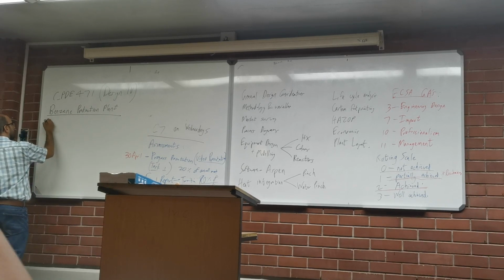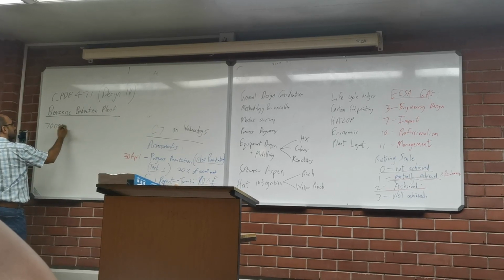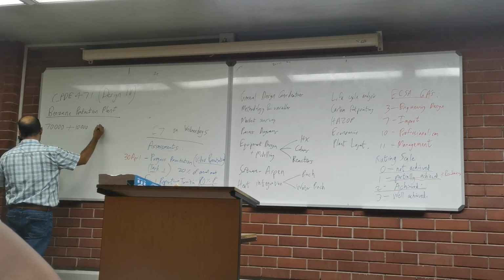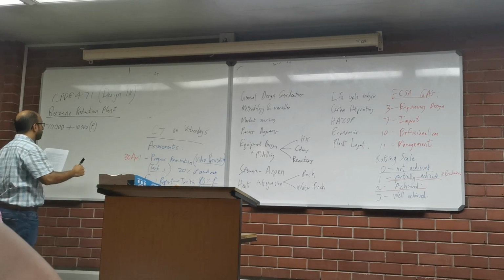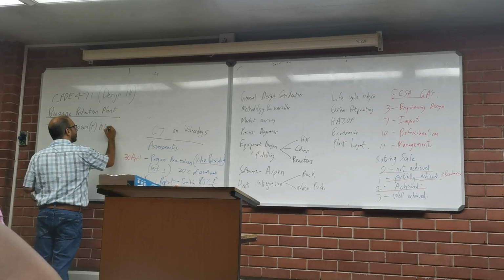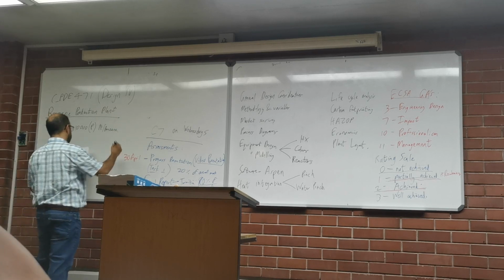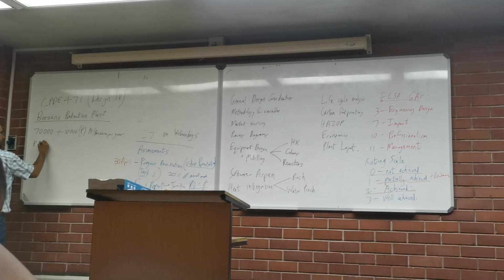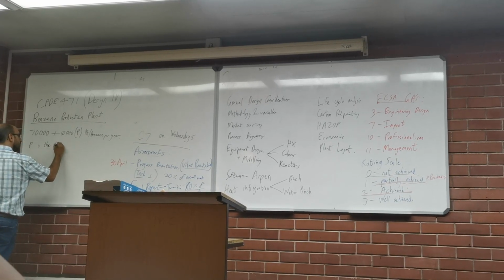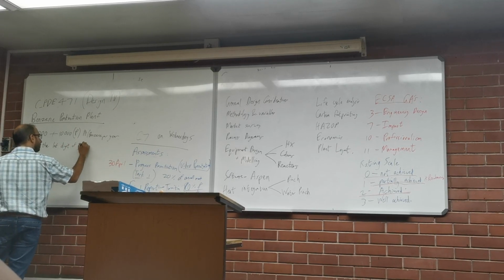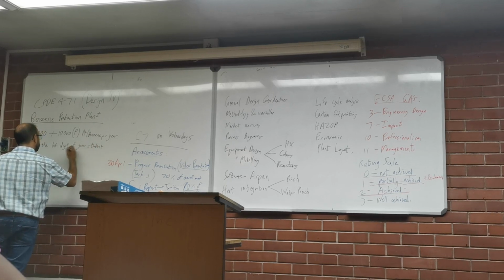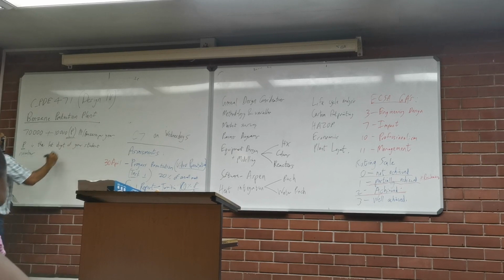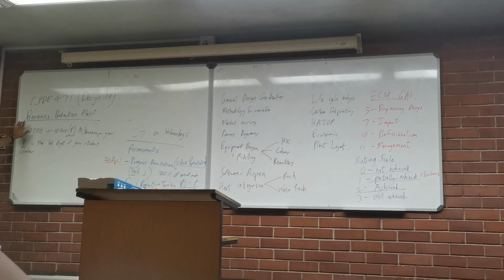Okay, so essentially you're going to have to design a production plant that produces 70,000 plus 10,000 times P megatons of benzene per year, where P is the last digit of your student number. Okay, so depending on what your student number is, that is the production capacity of your process.